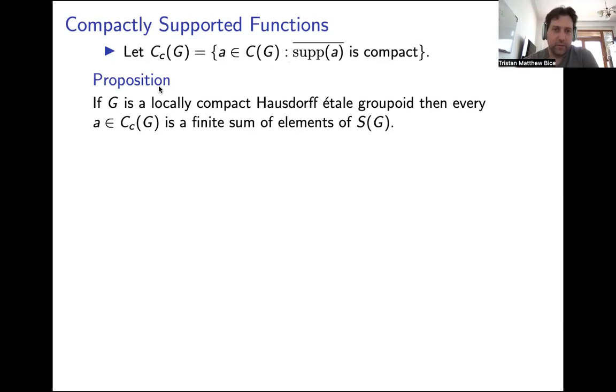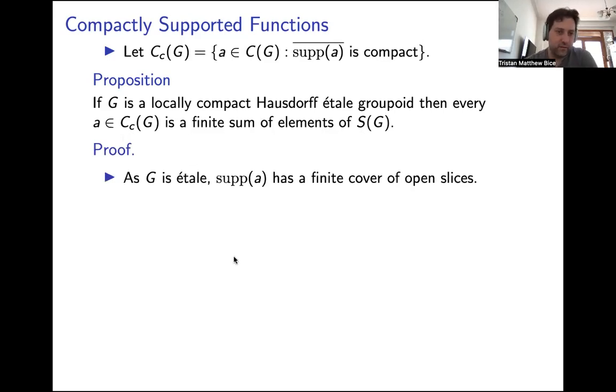Now we have a little proposition which essentially reduces the statement we're going to make about compactly supported functions to the result we had previously for slice supported ones. As long as G is now locally compact and Hausdorff, this is going to be important. So it's a locally compact Hausdorff étale groupoid. Then every continuous compactly supported function on G is a finite sum of elements of SG, finite sums of slice supported elements on G, again continuous.